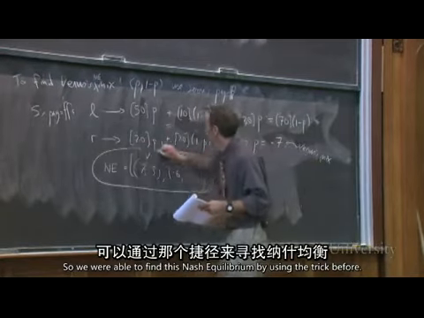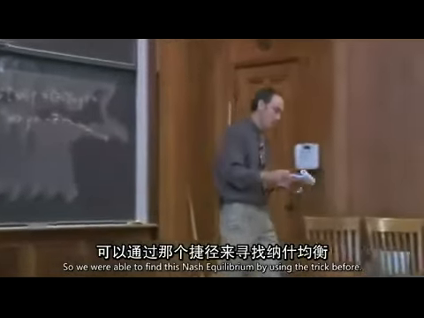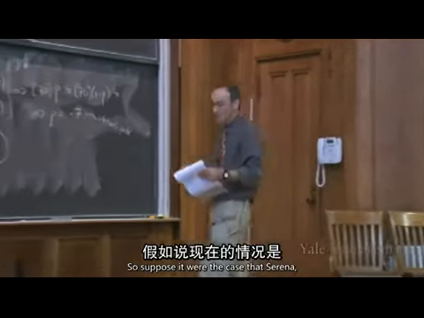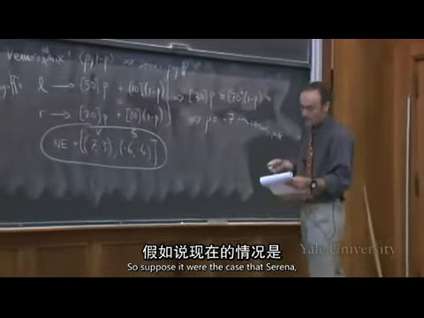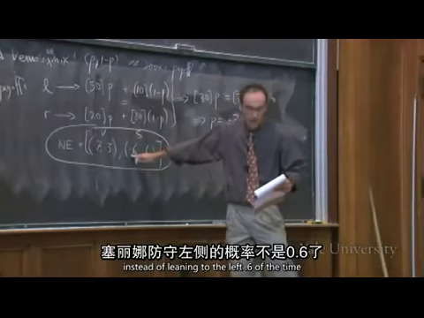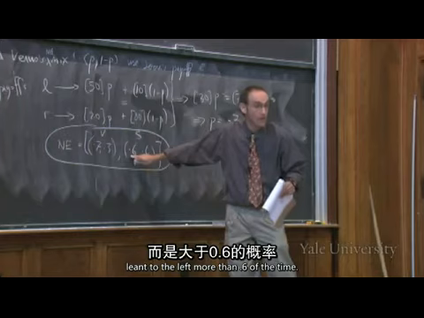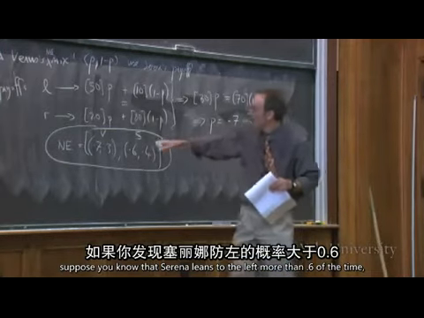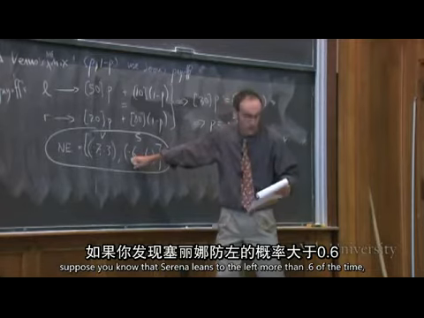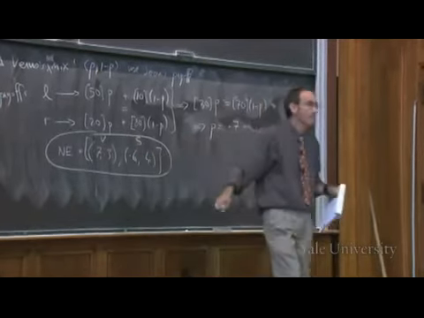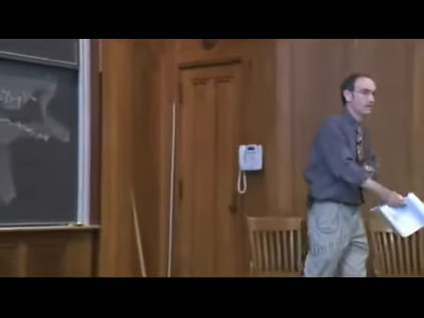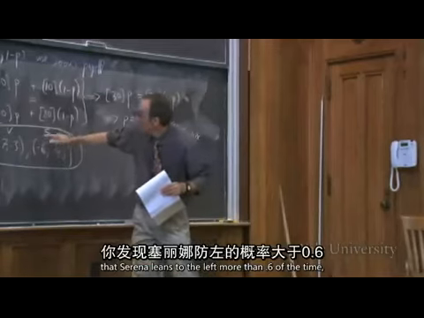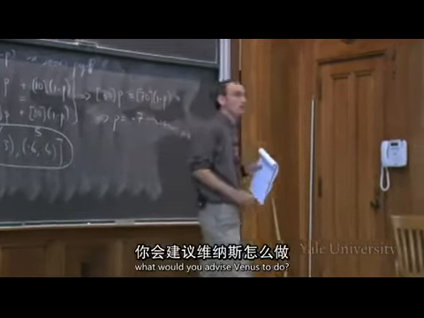So we were able to find this Nash equilibrium by using the trick before. Now let's just reinforce this a little bit by talking about it. So suppose it were the case that Serena, instead of leaning to the left 0.6 of the time, leant to the left more than 0.6 of the time. Suppose you're Venus's coach, and suppose you've observed that Serena leans to the left more than 0.6 of the time. What would you advise Venus to do?